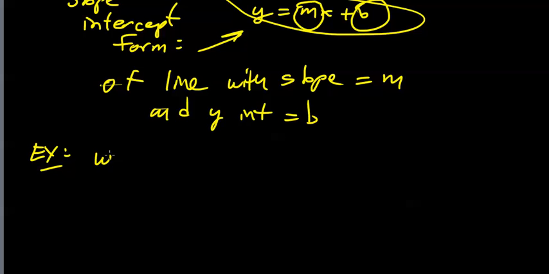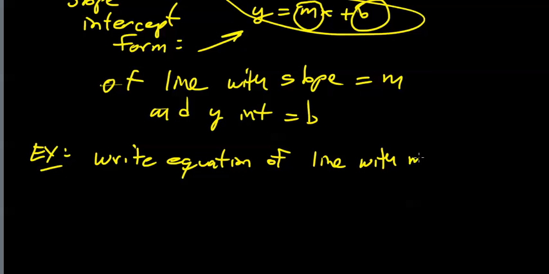Write the equation of a line. That's the title of this section. We're going to be writing equations of lots of lines. Write the equation of a line with slope equal to minus 1 and y-intercept equal to 7.